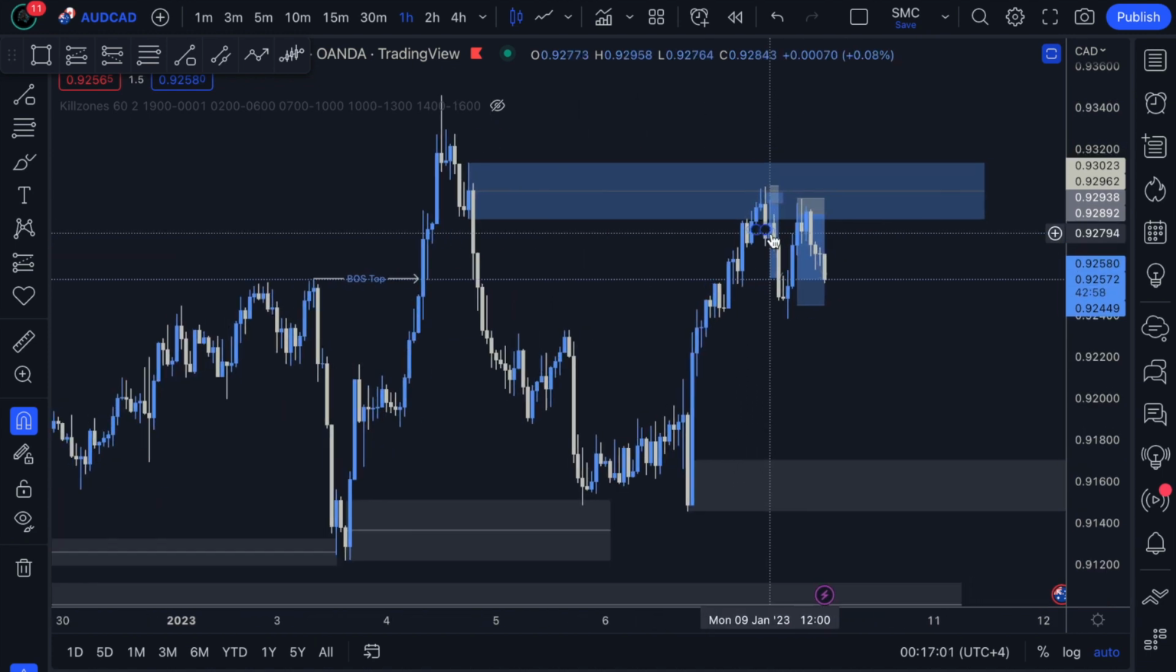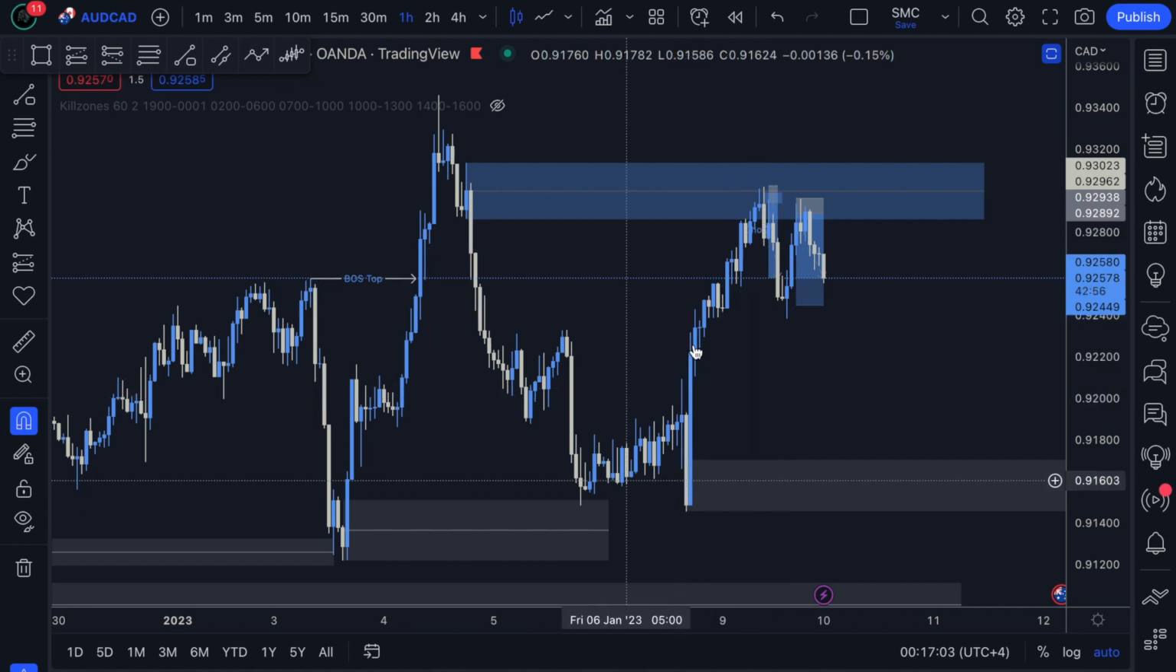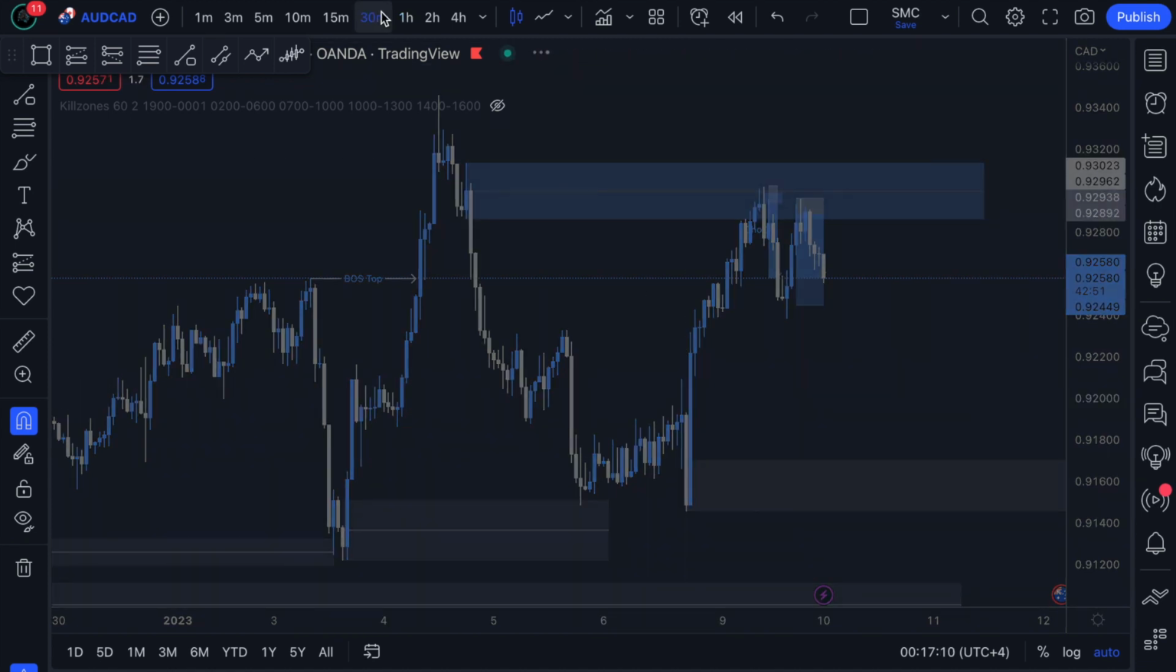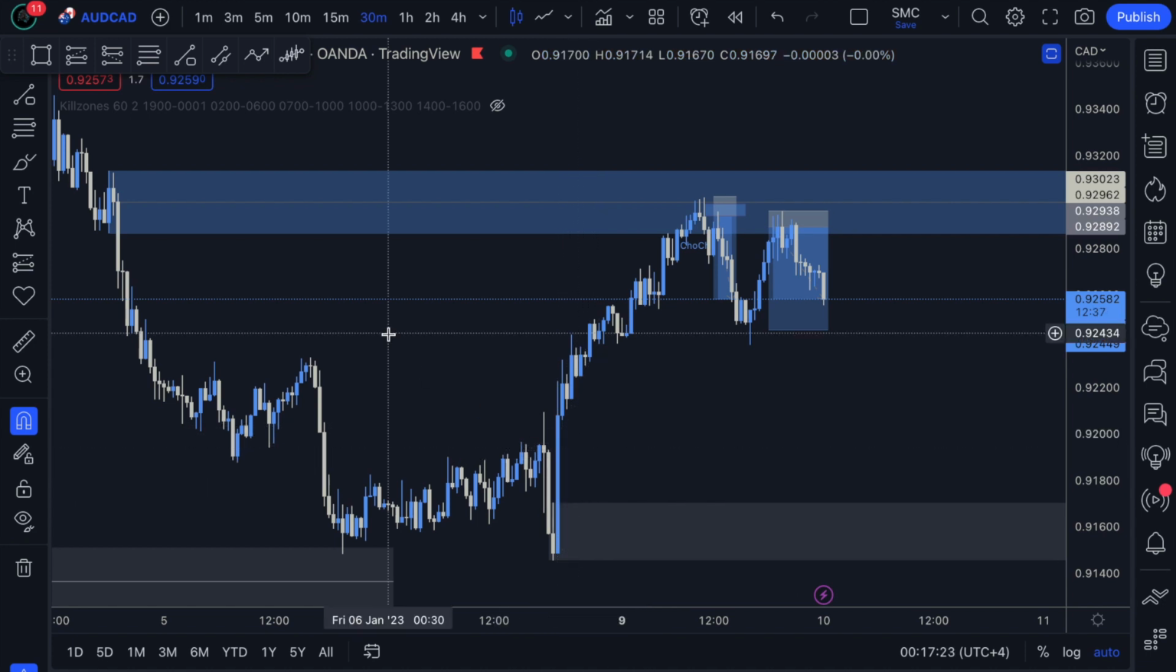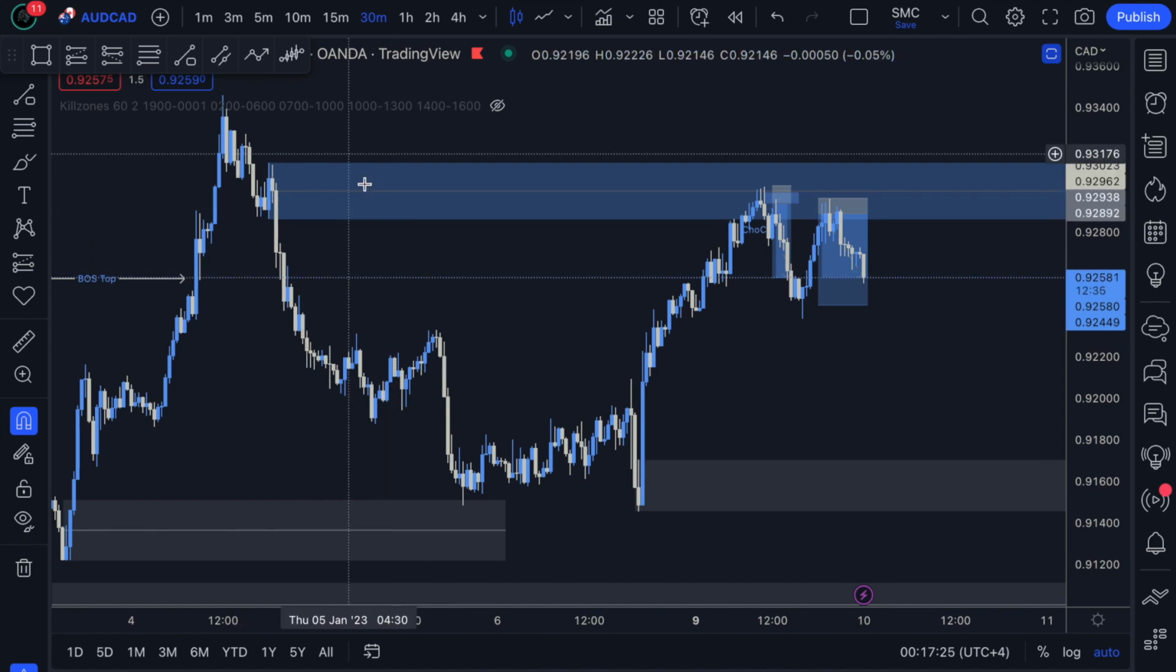But there's one more thing that I realized before it moved up: it created an imbalance over here. So there is a huge imbalance. If we go on the 30 minutes time frame, we can see that there is a huge imbalance. So I was pretty sure that if there's an imbalance in the market, sooner or later, it eventually comes back to cover it up. So I marked my supply zone.